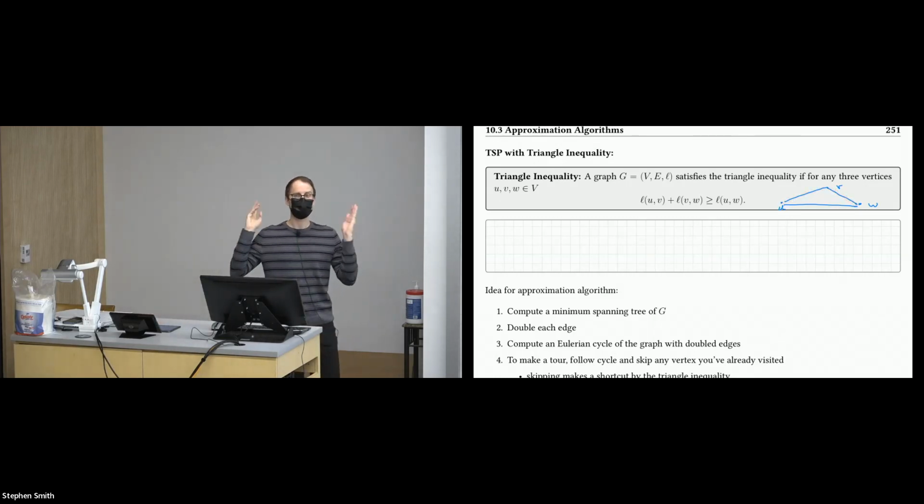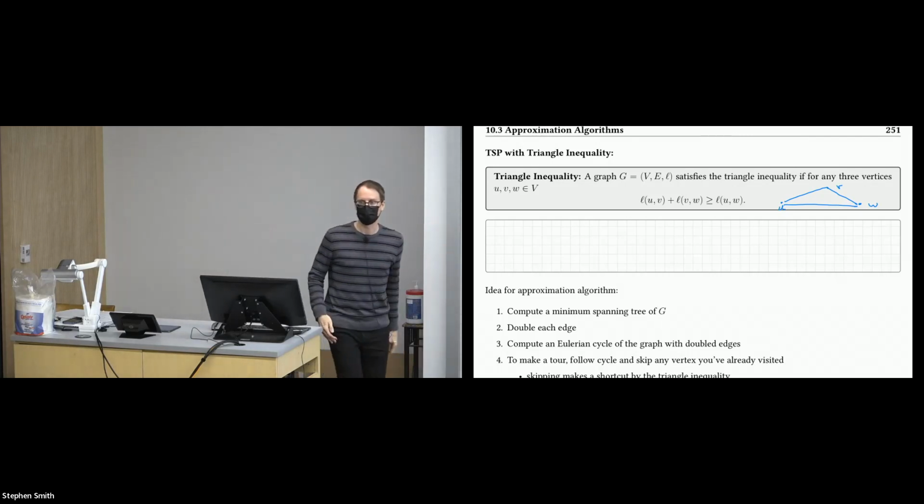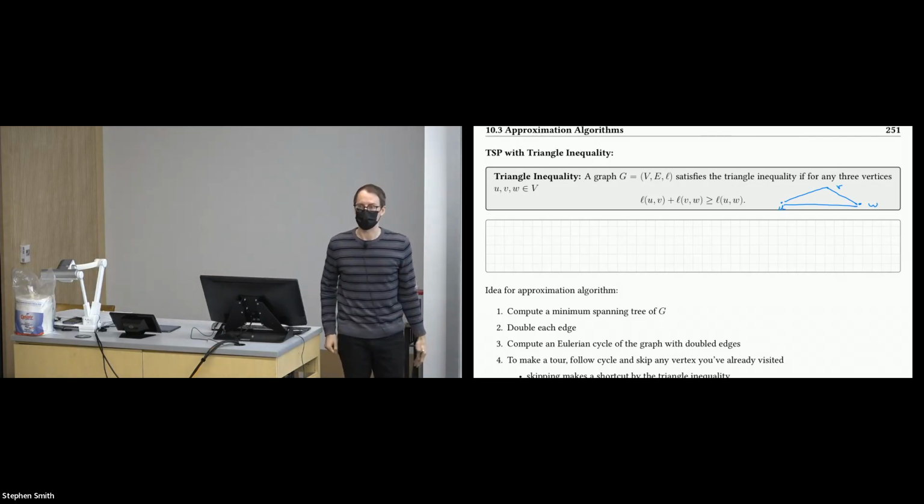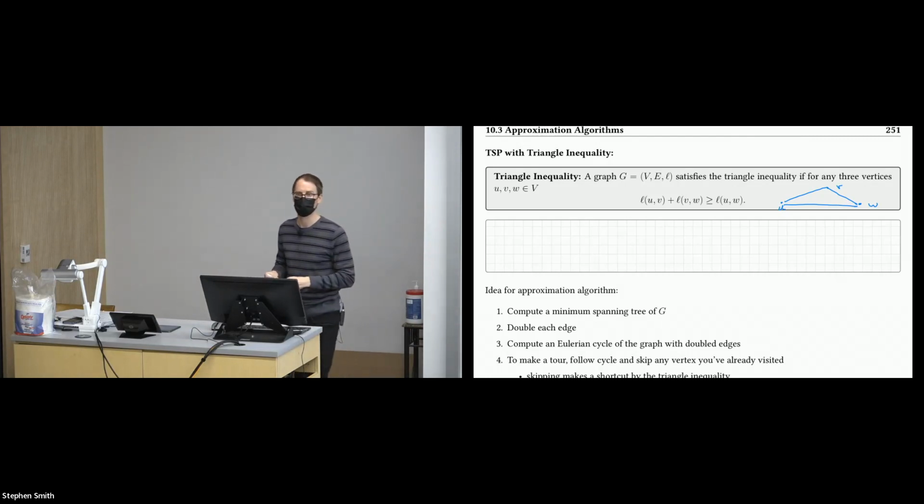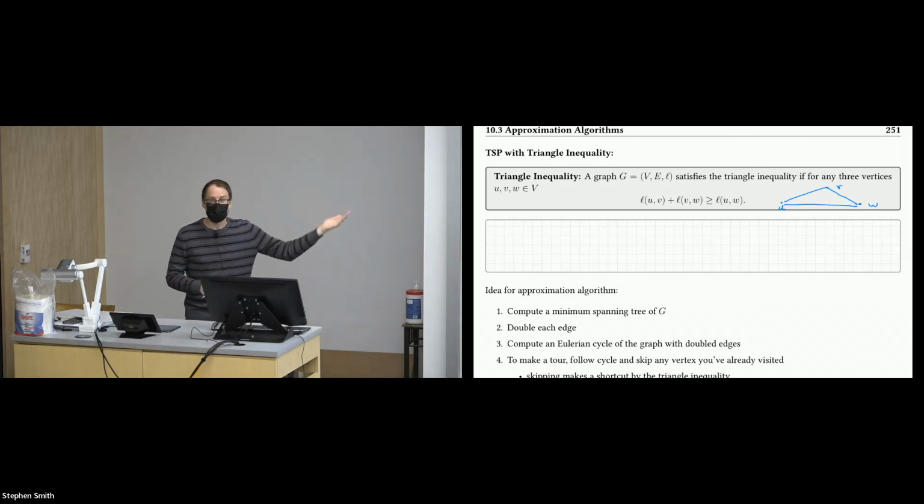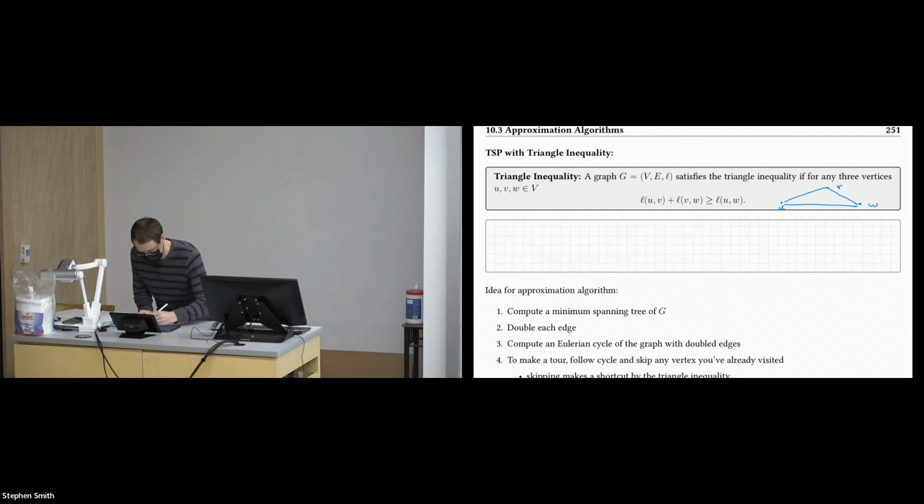So it's saying the direct path has to be shorter than the one that goes through an intermediate vertex. If that's satisfied for all sets of three vertices in the graph, then we say the graph satisfies the triangle inequality. Certainly Euclidean distance satisfies the triangle inequality. Most distance measures do, but there are lots of graphs, if you get them from some other process, that wouldn't satisfy it. Okay, and I actually meant to draw that picture down here. But you get the idea, right?